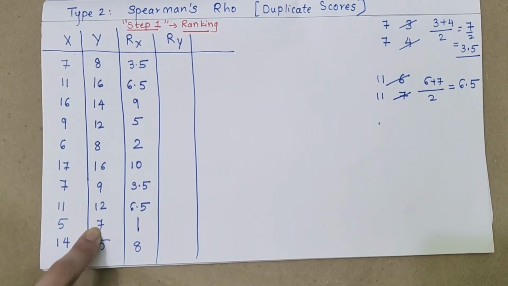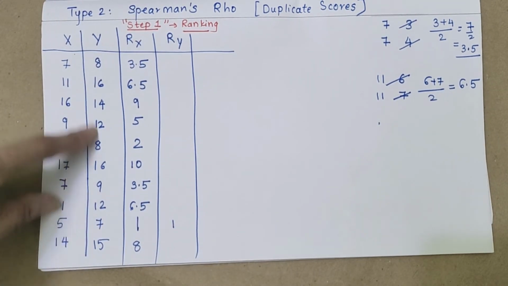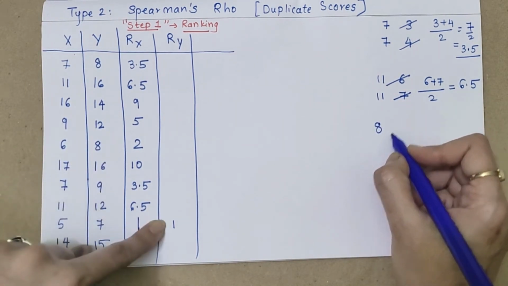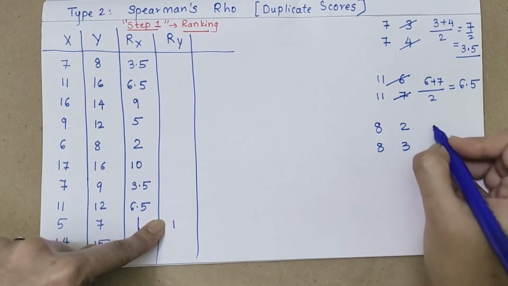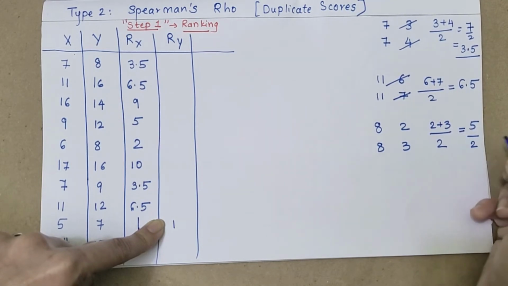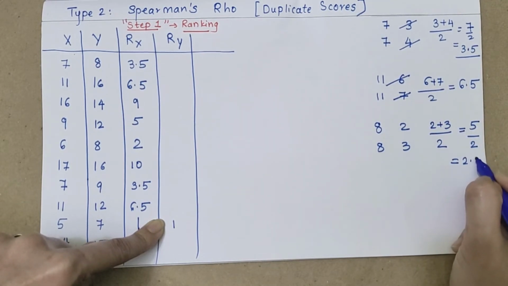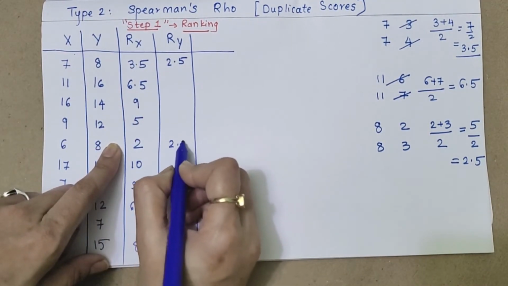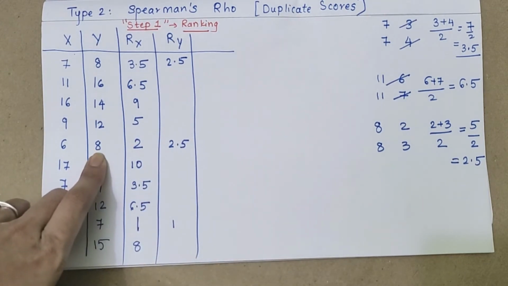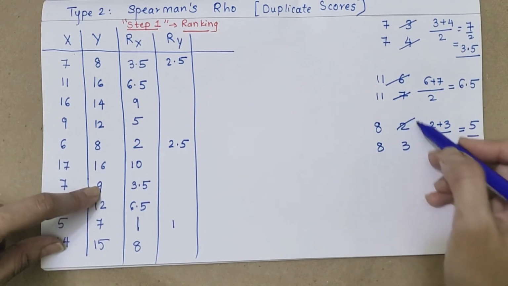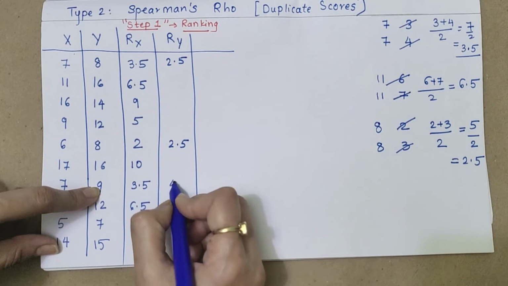Which is the lowest element? 7. It goes on first rank. 8 is repeating here, you can see 8 and 8. So 8 comes here on second rank, and 8 again on the third rank. So 2 plus 3, how many 8s are there? 2. 5 by 2, that is 2.5. So I'll write 2.5 and 2.5 for 8 here. This is the rank of Y, pay attention to the Y. Now after 8 is 9. For 9, 2 is gone, 3 is gone, so 9 comes on 4th rank.